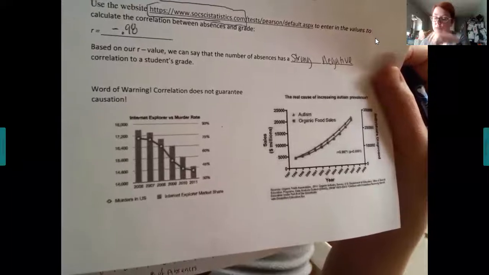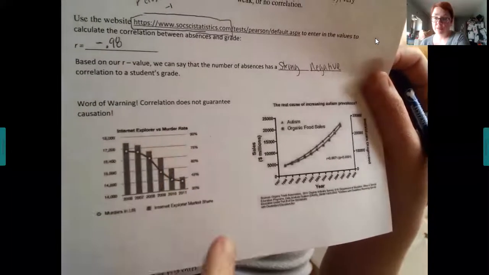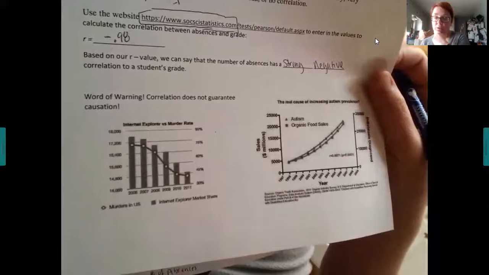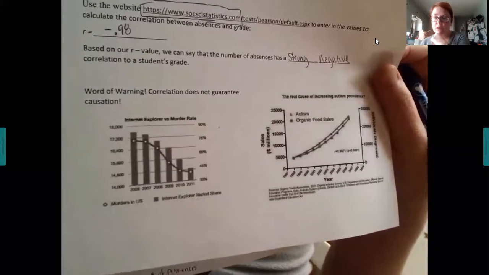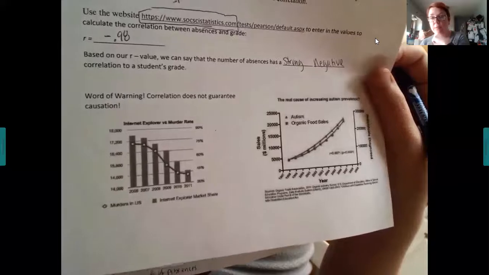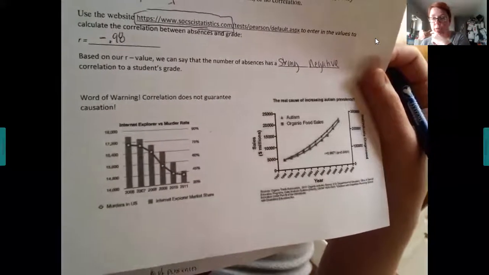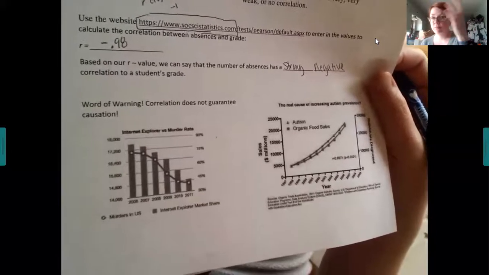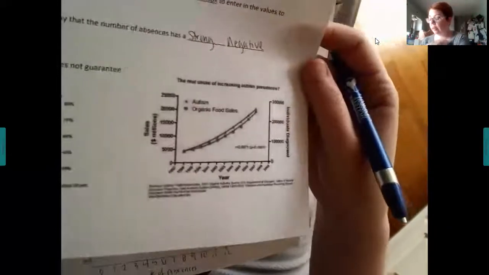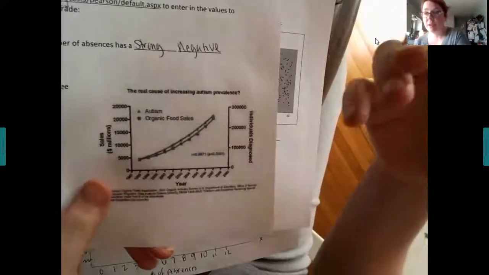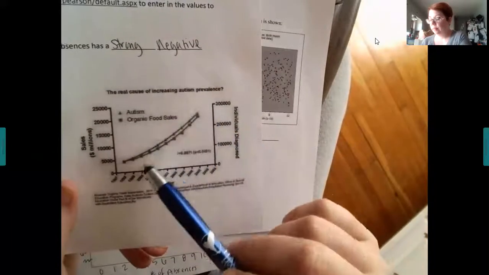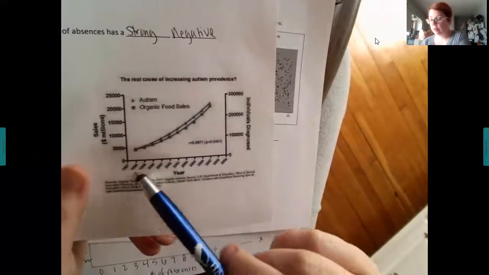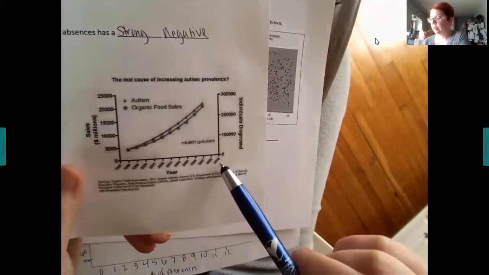So does that mean that the decrease of people using Internet Explorer instead of Google or Firefox caused a decrease in the murder rate in the United States? Probably not. It was just happenstance that those two data sets were both decreasing. And then here you also see people wanting to make relationships that may not always be. The year's kind of hard to see, but it's going up, 1997 up to 2009.